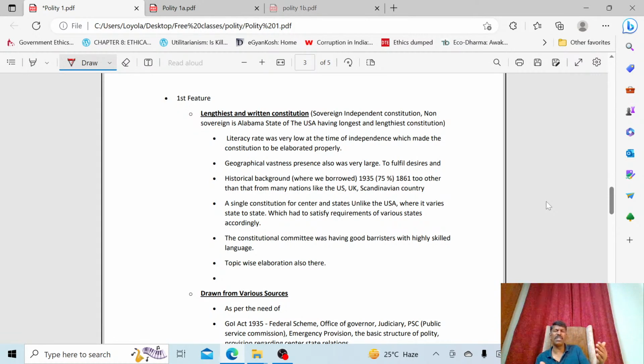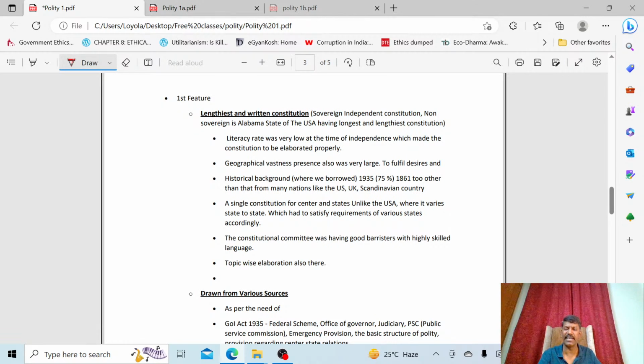The same way, for lawyers, the vocabulary they use, de facto, de jure, suo motu, and various other terms, except lawyers, no one can understand. So it is not necessary, but the high-skilled language and the domination of barristers, on the basis of that, this widest thing came into being. And there is the idea of 395 articles, on the basis of various parts and various schedules, a proper elaboration of this idea. Based on that, it became the longest and lengthiest.